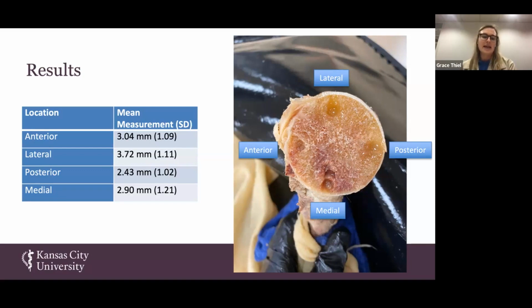And I will say anatomic location for the next few slides, and that's just referring to the anterior, lateral, posterior, and medial aspects of the cut surface. Notably, the lateral position was the thickest overall, in mean measurement, and the posterior was the smallest.